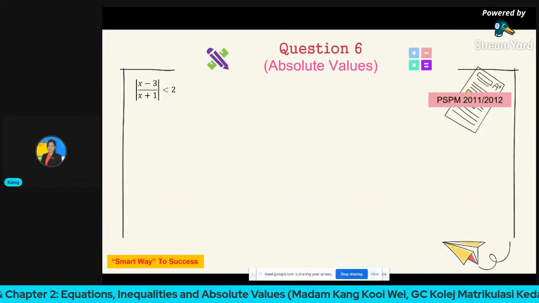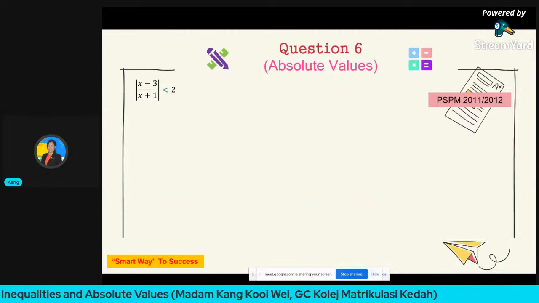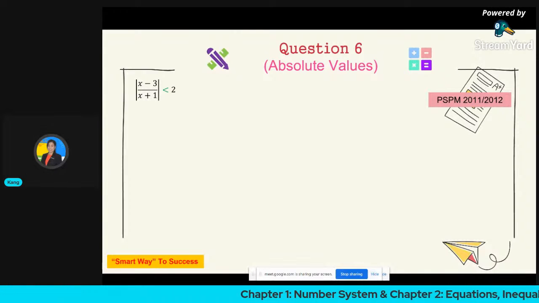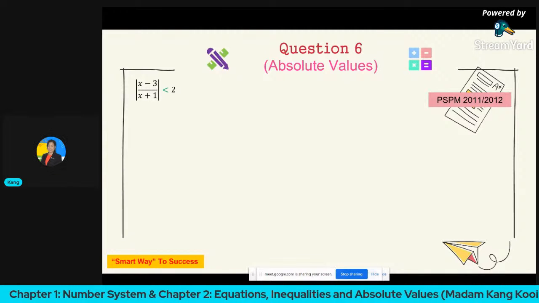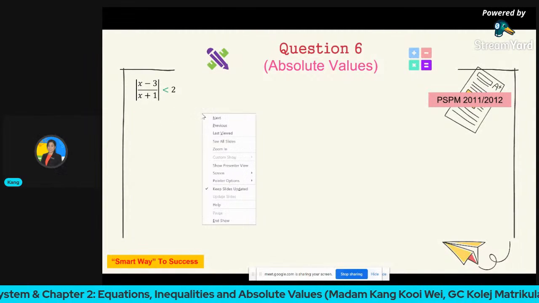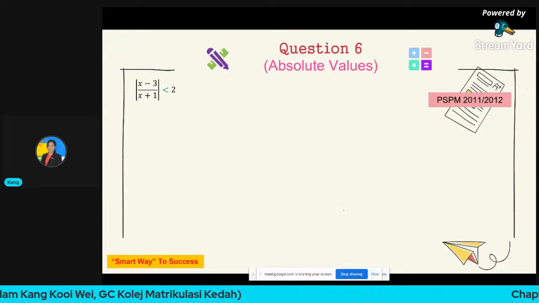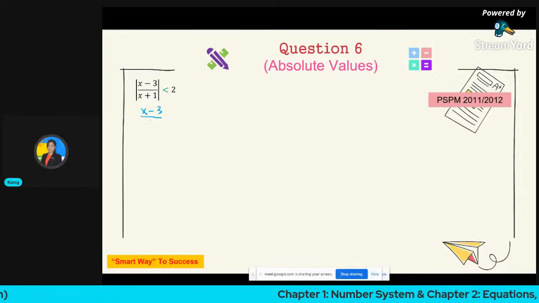Okay, now Madam is going to show you step by step. For this slot, you just absorb what the technique of solving is. For slot number 7, we will try to practice. Okay, so for this one, we open the modulus. We use the method that Madam showed you just now. What color of ink? Choose light blue. Okay, so we open the modulus. We copy down without the modulus, following the same pattern.